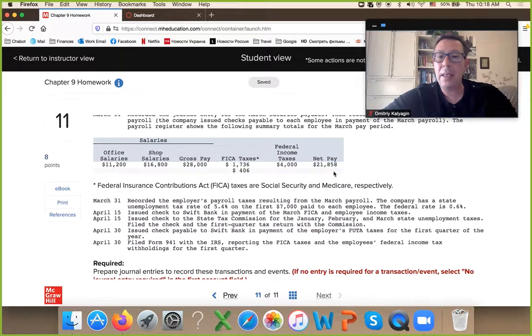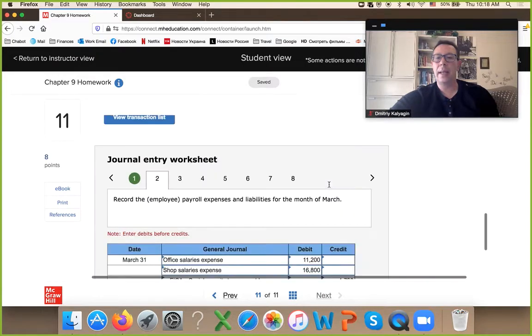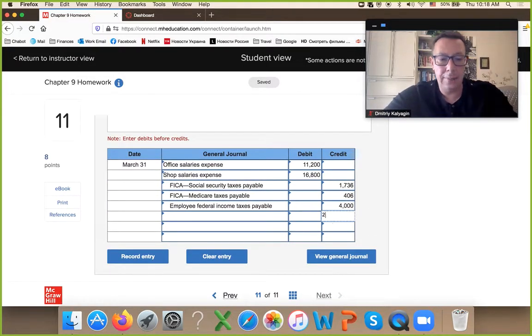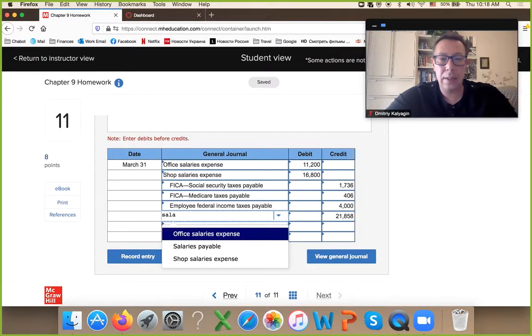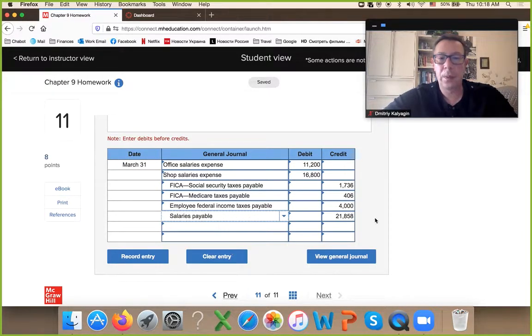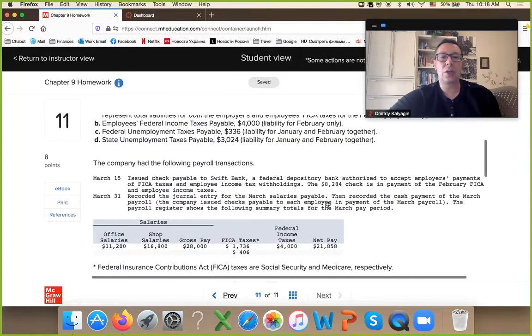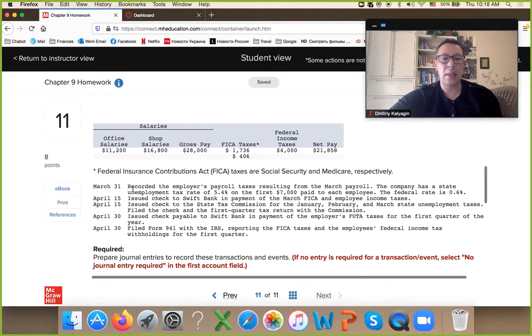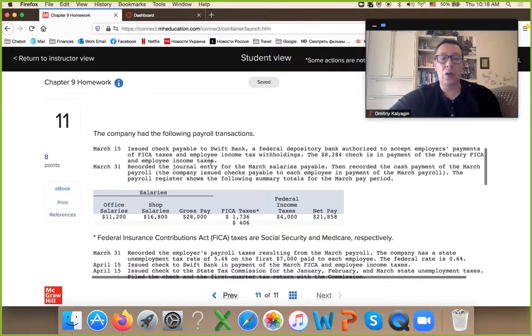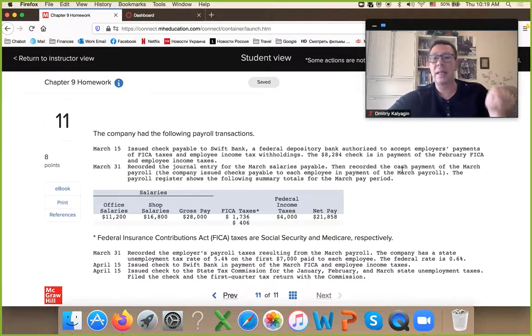And then net pay is take-home pay, 21,858. If you want to make sure, your gross pay of 28,000 minus these three tax withholdings gives you net pay. This will be salaries payable. Because if I look at the instruction, it says right here, recorded the journal entry for the March salaries payable. That's what I'm doing. And then recorded the cash payment of the March payroll.